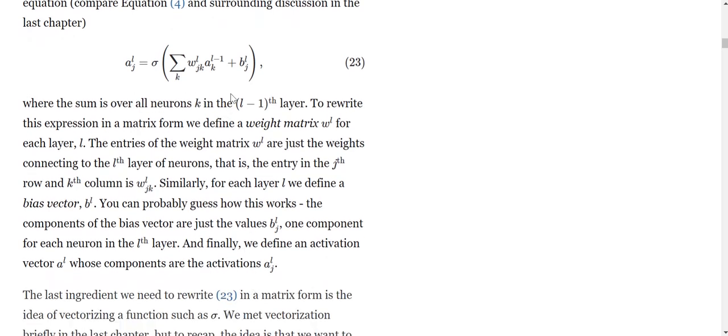To rewrite the expression in matrix form, we define a weight matrix w^l for each layer l. The entries of the weight matrix w^l are just the weights connecting to the lth layer of neurons. That is, the entry in the jth row and kth column is w_jk^l. So this is why having the k afterwards makes sense, because when you talk about matrices, generally we talk in a row by column sense. So this makes this notation consistent with the matrix notation.